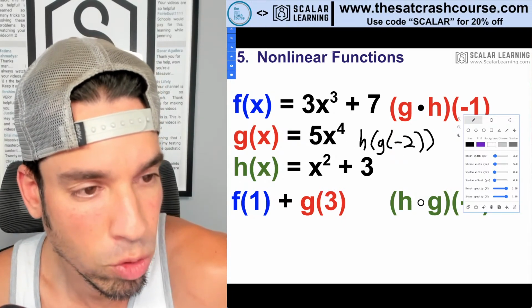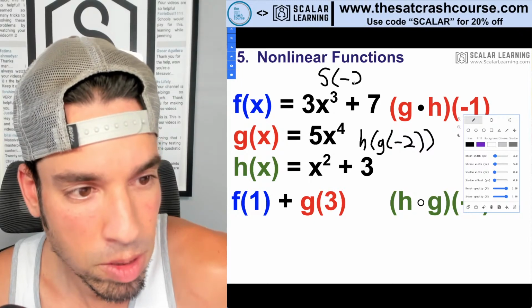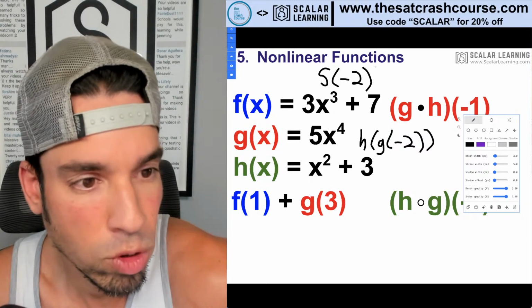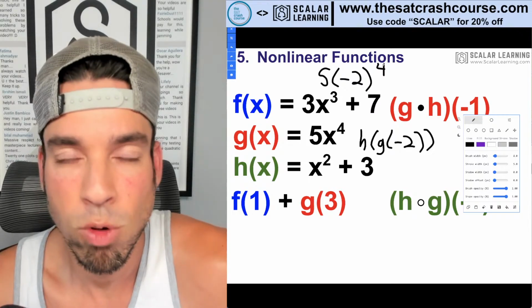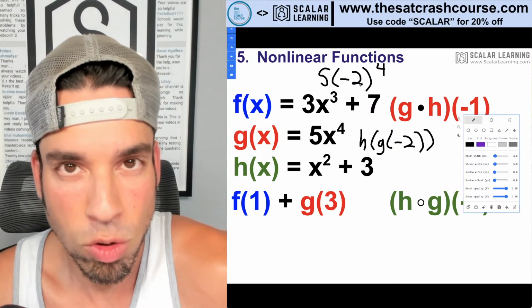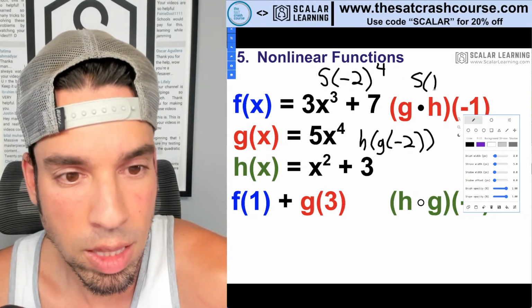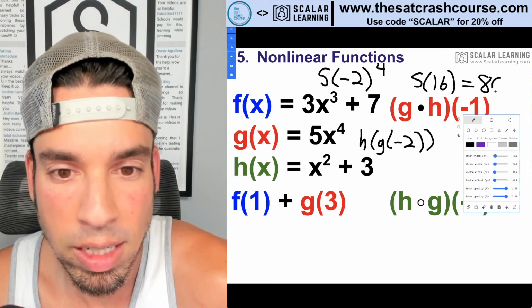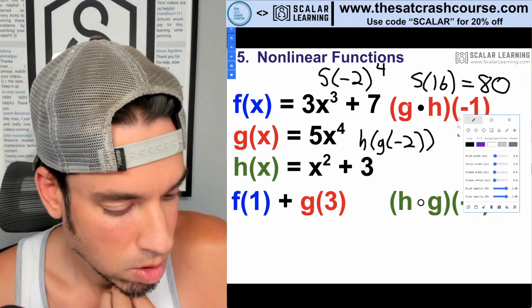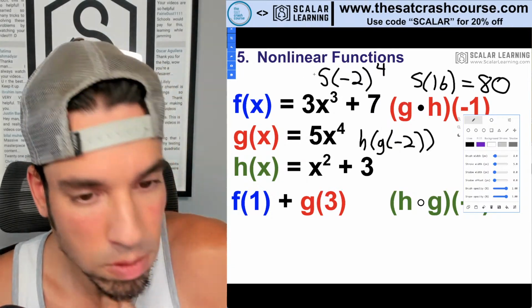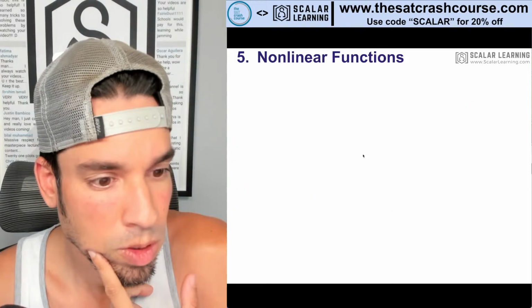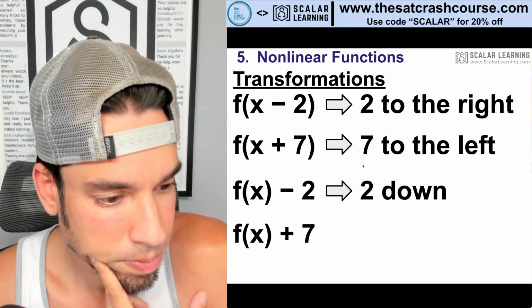So g of negative 2 is 5 times negative 2, replacing the x with negative 2, to the fourth power. So what is negative 2 to the fourth power? Negative 2 times negative 2, which is 4, times negative 2, which is negative 8, times negative 2, which is 16. And then 5 times 16 is 80. So that's where I got the 80. Let me know if that makes sense for you guys. Okay, let's move it back to here.